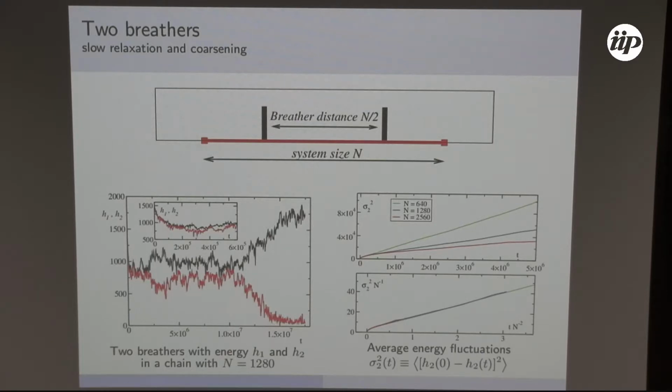And you understand, because basically in order to interact, this breather has to release an excitation here, then this excitation has to diffuse until here, and has to be reabsorbed. So there is this effective interaction that is mediated by the background.